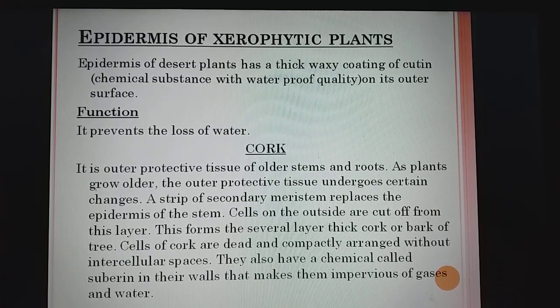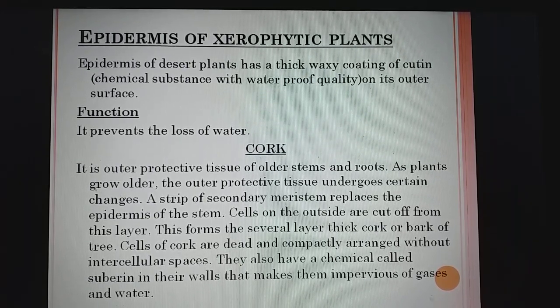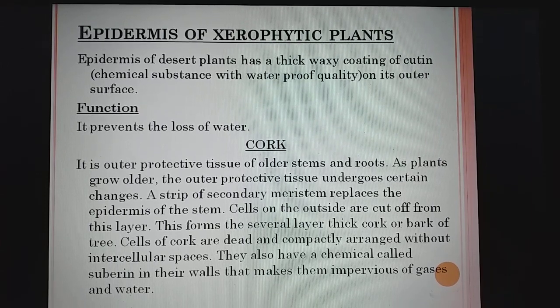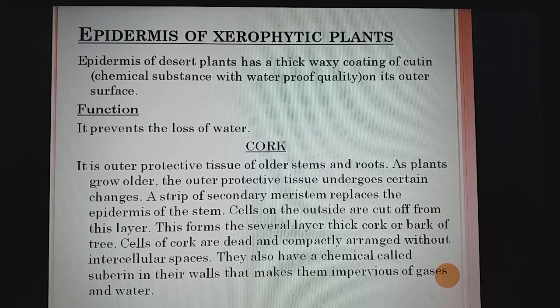Now epidermis of xerophytic plants. Xerophytic means the plant which lives in the desert. So the epidermis of a desert plant has a thick waxy coating, that is cutin. Cutin is a chemical substance with waterproof quality and it is present on its outer surface. The main function of this epidermis in the xerophytic plant is that it prevents the loss of water. So this waxy coating of cutin helps to protect the plant from the loss of water.